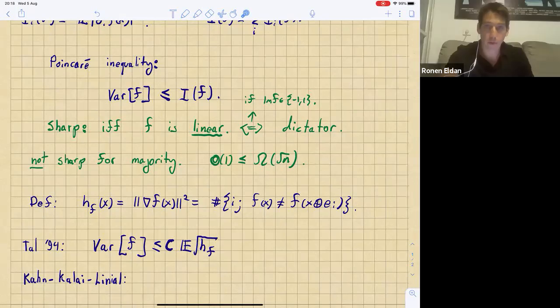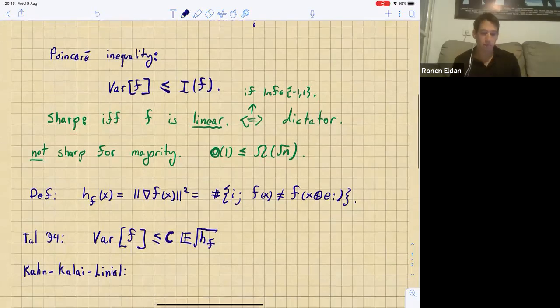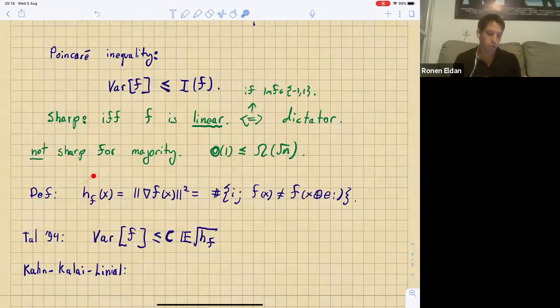I see. So the Talagrand result: the version I wrote here doesn't make so much sense if the function is not Boolean, because we don't know what sensitivity would be. But yes, it does extend to non-Boolean functions, and the way to extend it is really to look at this definition. We'll discuss this in a bit.